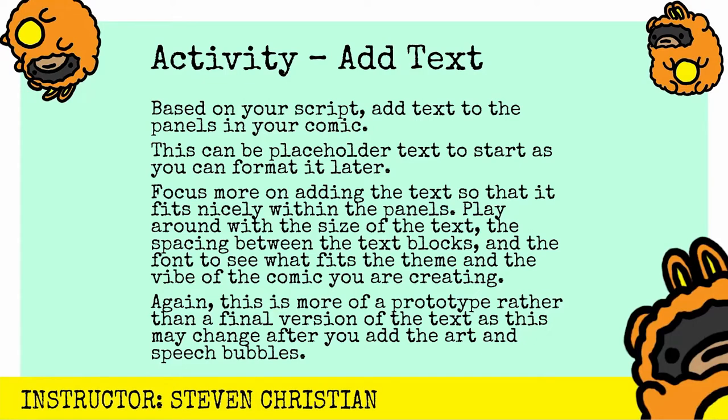In this activity, what we're going to do is start adding text. Based on your script, add text to the panels of your comic. This can be placeholder text to start, as you can format it later. Focus more on adding the text so that it fits nicely within the panels. Play around with the size of the text, the spacing between the text blocks, and the font to see what fits the theme and the vibe of the comic you're creating. Again, this is more about prototyping rather than having a final version of the text, as this may change after you add the art and the speech bubbles.